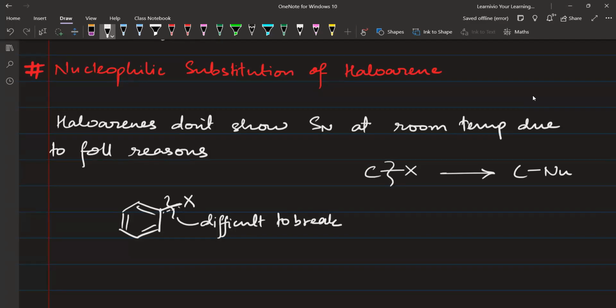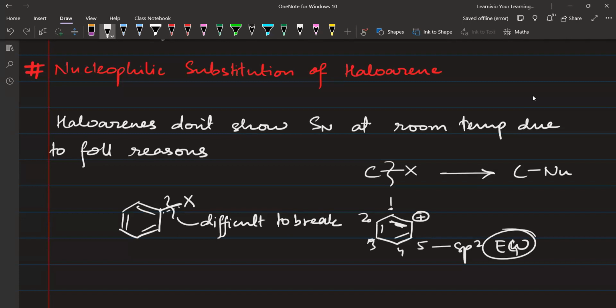Then, even if it breaks, we will get something like this. We will get a cation, which is like this. Here we have positive charge on the carbon atom, and all the carbon atoms, this carbon, this carbon, this carbon, like 1, 2, 3, 4, 5 carbon atoms, all of these 5 carbon atoms are sp2 hybridized, which are electron withdrawing. They have higher electronegativity, and that is why they are going to withdraw the electrons, which will make this particular carbocation unstable. So the first reason is that we cannot break the CX bond because of partial double bond character. Even if we break it, we will get a carbocation which is unstable.